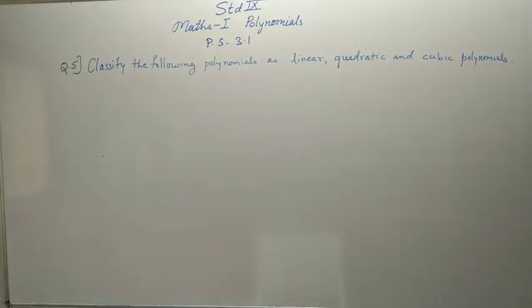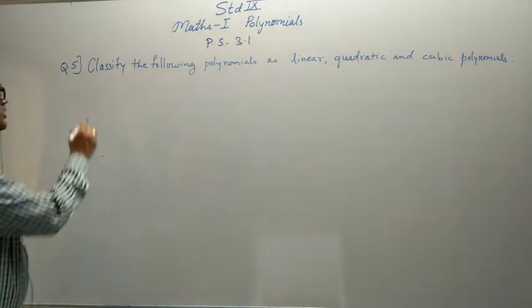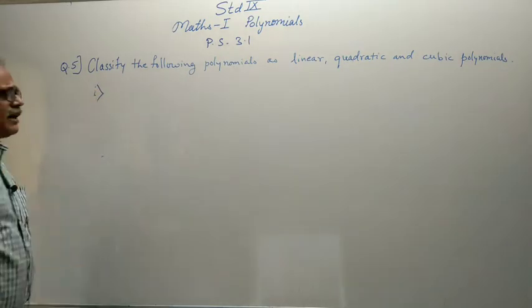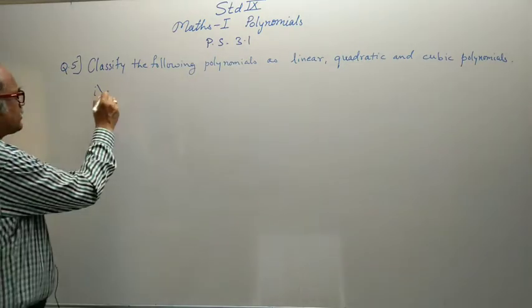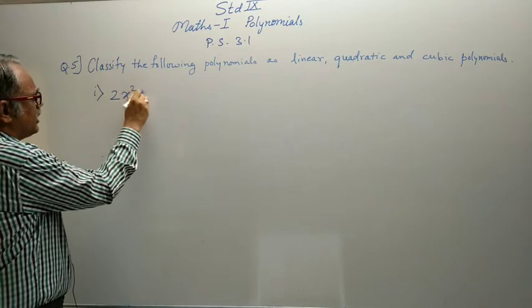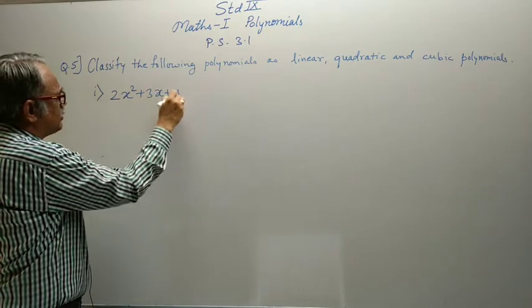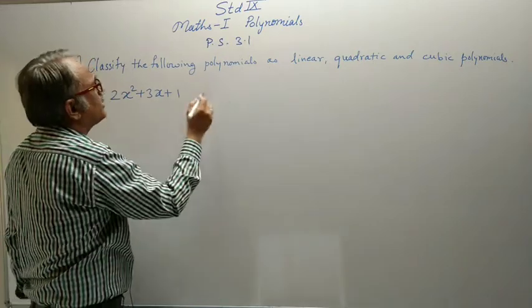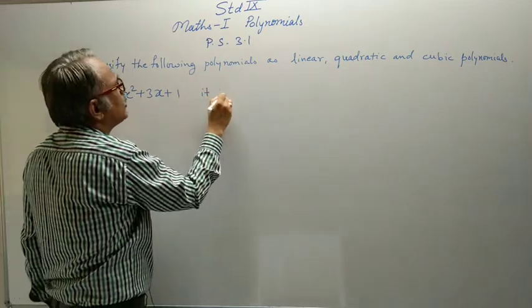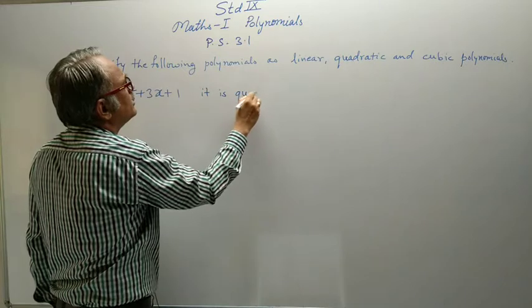There are two methods. First write all and then divide into 3 parts, or one by one tell which type it is. I will write one by one. 2x square plus 3x plus 1. What is maximum degree? 2. So 2 means what? Quadratic. It is quadratic polynomial.